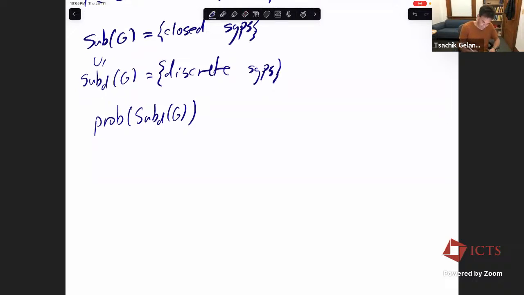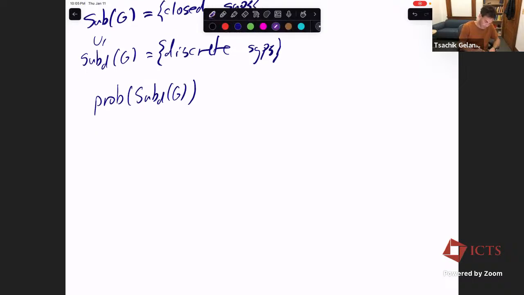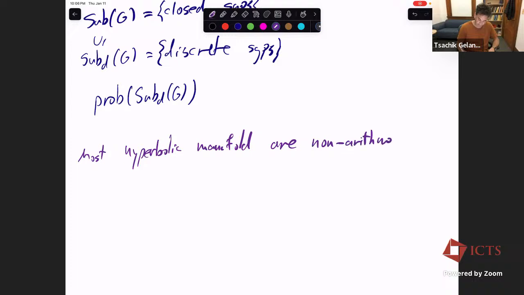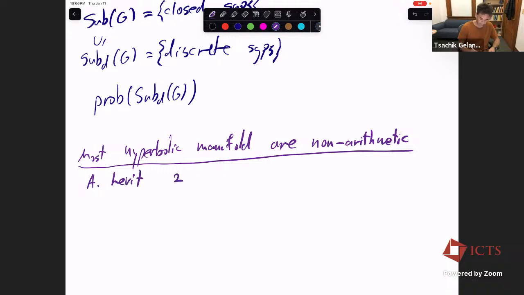So let me start with the following result, which says that most hyperbolic manifolds of finite volume, most finite volume hyperbolic manifolds are non-arithmetic. So this is joint with Ariel Levitt. It was published in 2014.